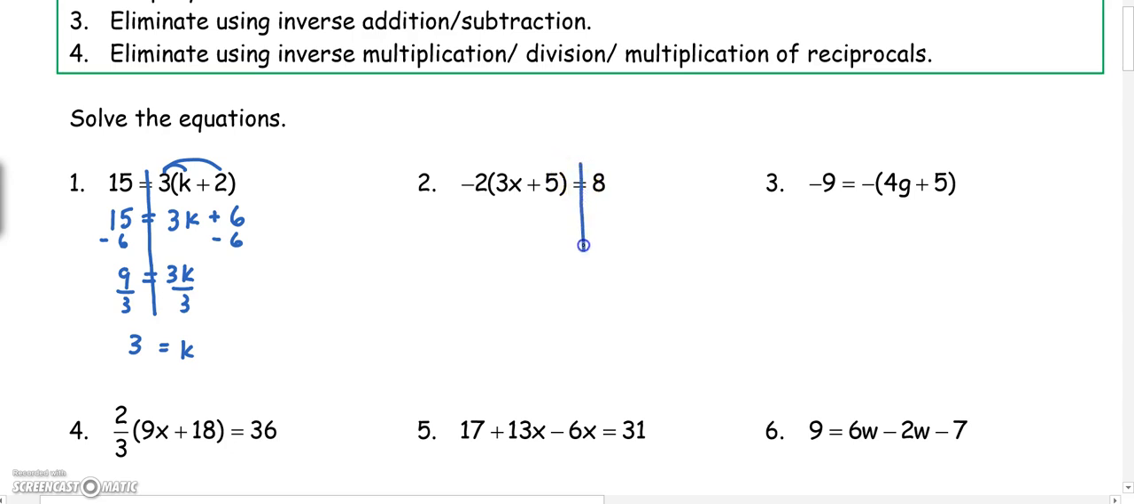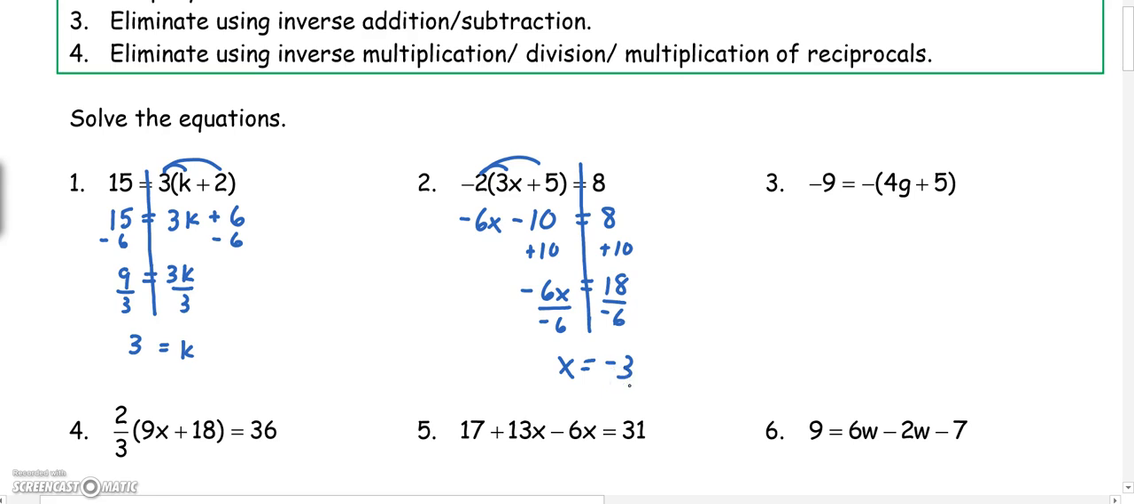Number 2, same idea. We're going to start using distributive. So we're going to distribute that negative 2. Negative 6x minus 10 is equal to 8. No more combining like terms, so the next step is to add 10 to both sides. Negative 6x equals 18. And then we're going to divide both sides by negative 6. So x is equal to negative 3.